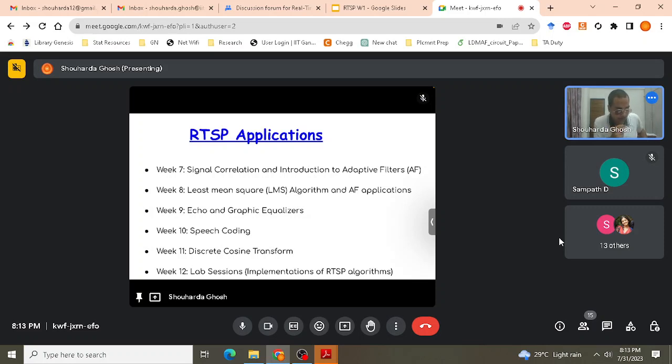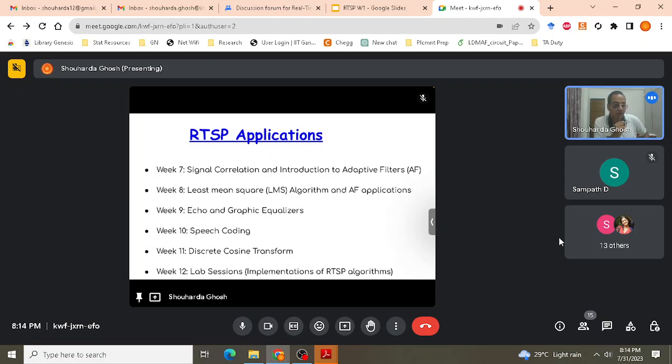Then in week 8 we continue with adaptive filters, where we learn about the least mean square, LMS, algorithm. It's a very famous, very important algorithm to know if you are going to be a DSP engineer. Then we'll learn about the applications and how you implement them with LMS. If possible, I shall also show you an implementation of the least mean square algorithm on hardware, how it will actually look on hardware. By hardware I mean an ASIC chip. I'll be showing the detailed structure.